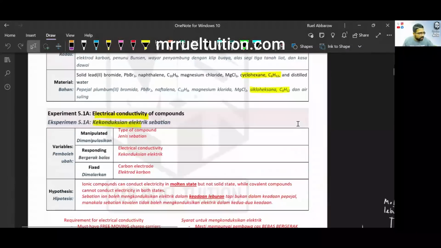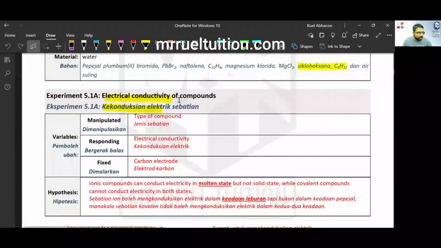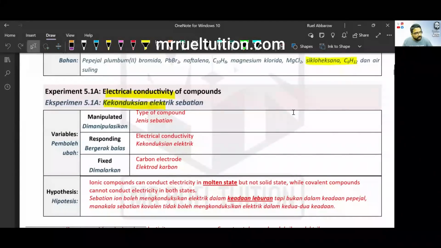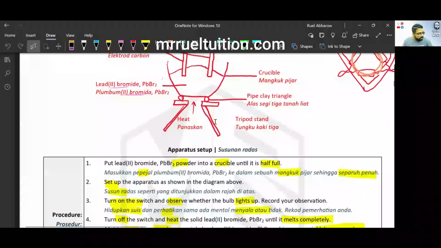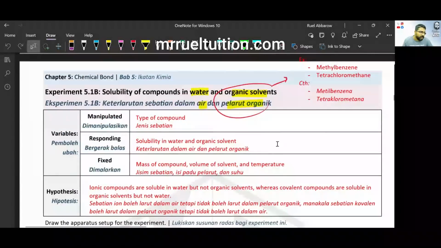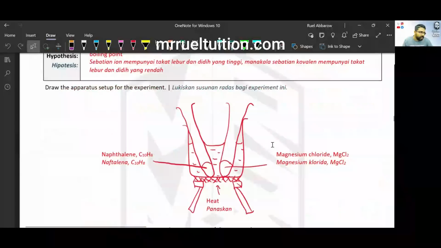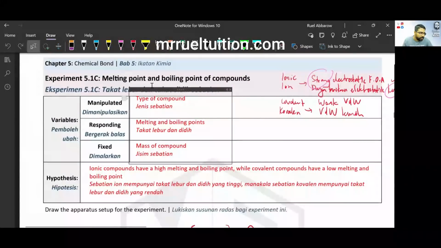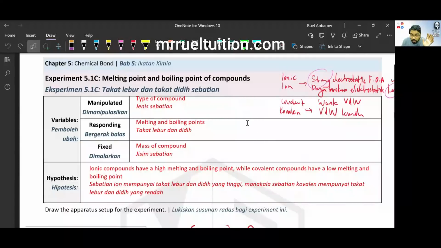So one is on the difference in electrical conductivity. Another one is difference in solubility, as I'm going to discuss in this video. And then we have another one on a difference in the melting and boiling point. Right? So please do go through the rest as well.